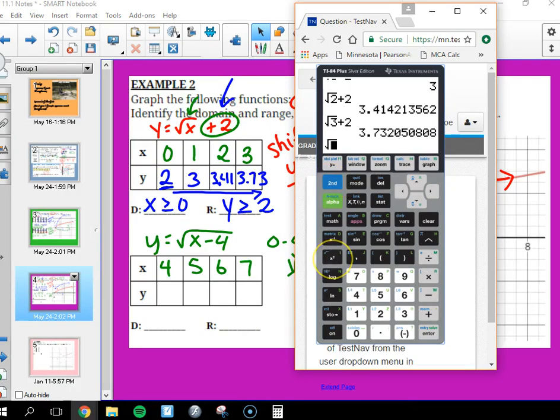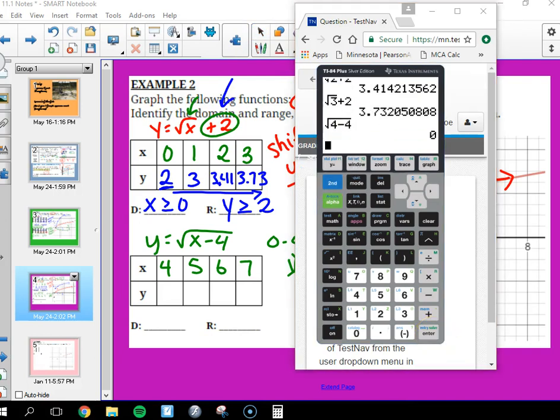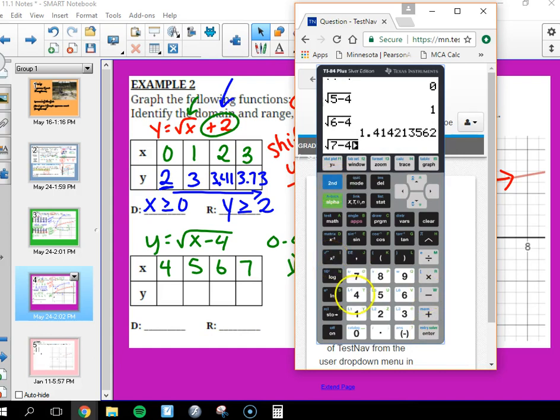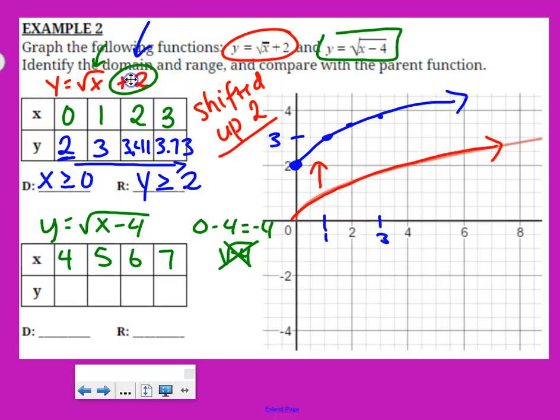And we do the square root of 4 minus 4. Now we don't have to go over this time because the minus 4 does need to be underneath the radical. So we're going to keep it there. Square root of 4 minus 4 is 0. And then we have the square root of 5 minus 4, which is 1. The square root of 6 minus 4 gives us 1.41. And then the square root of 7 minus 4 is 1.73. So we put those into our y values. So we got 0, 1, 1.41, 1.73.